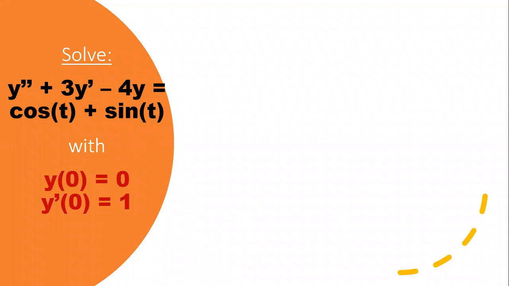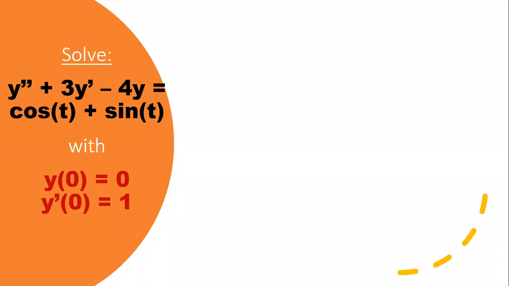the left. This initial value problem states that the solution function y must satisfy the non-homogeneous differential equation y double prime plus 3y prime minus 4y is equal to the cosine of t plus the sine of t. And we're going to insist that that solution function y has to satisfy the initial conditions that the function evaluated at 0 is 0, and the function's derivative evaluated at 0 has a value of 1.